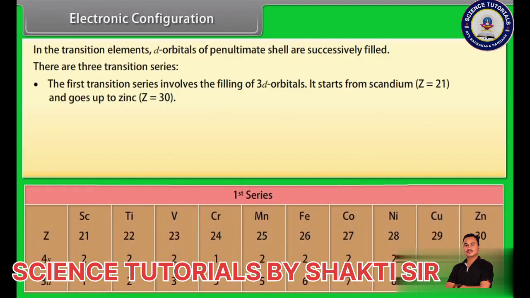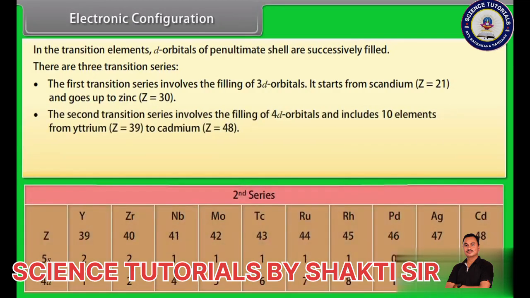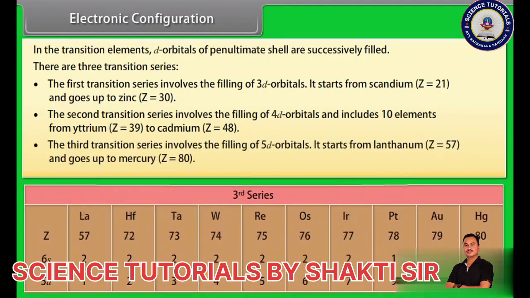It starts from scandium and goes up to zinc. The second transition series involves the filling of 4d orbitals and includes 10 elements from yttrium to cadmium. The third transition series involves the filling of 5d orbitals. It starts from lanthanum and goes up to mercury.